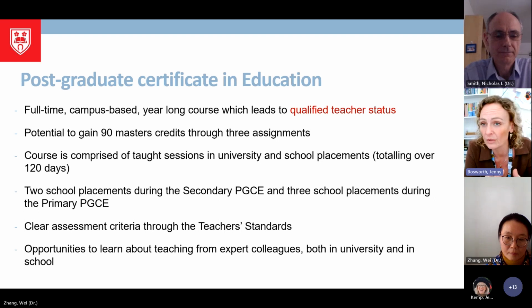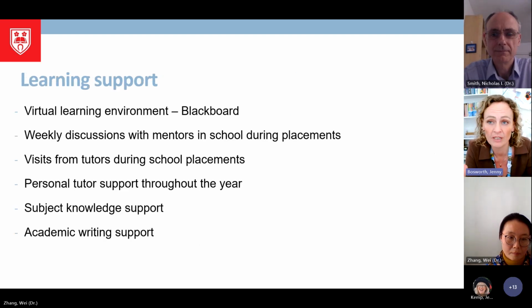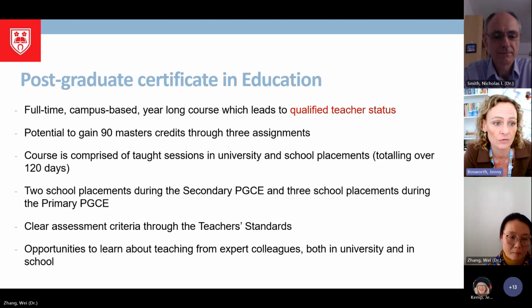So what we do is we call it purposeful integration. So we make sure that what you learn about through university, you then take into school.